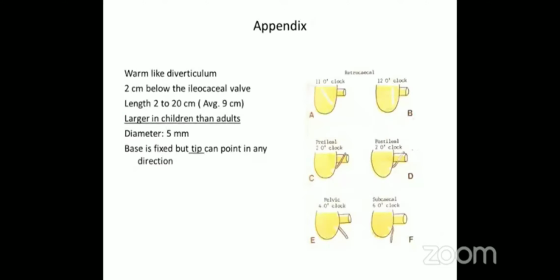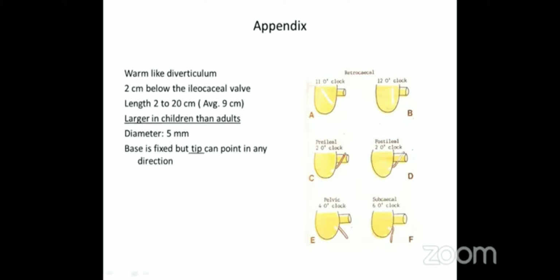Then there can be a short note on this part of the large intestine, that is the appendix. It is actually a diverticulum just below the ileocecal wall. Its length will vary. The part which is attached is the root or the base, and the tip can be directed in all these directions. The most common is behind the cecum, the dilated part, that is retrocecal, at 11 or 12 o'clock position. It can be related with the ileum, that is pre-ileal and post-ileal.